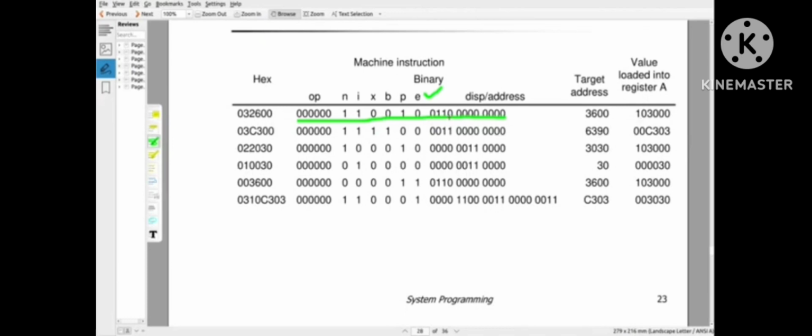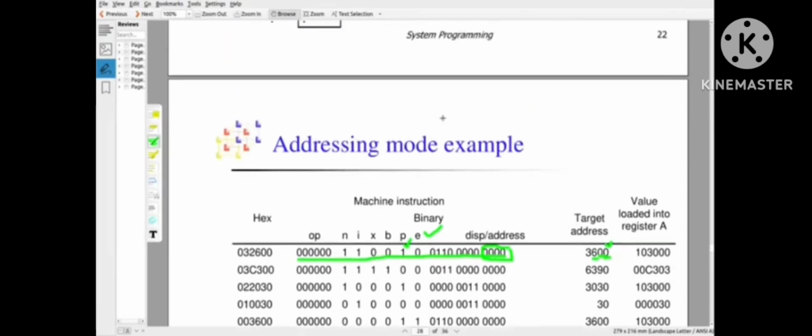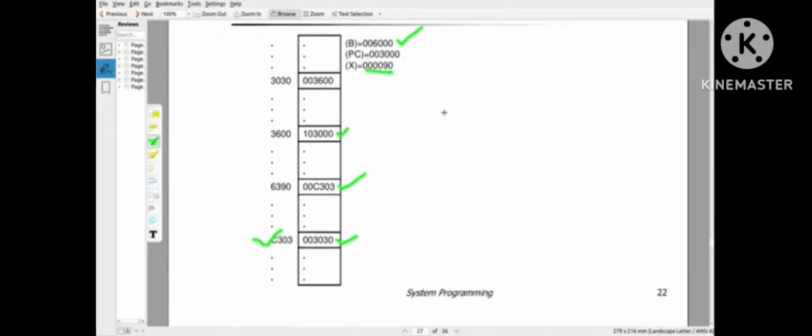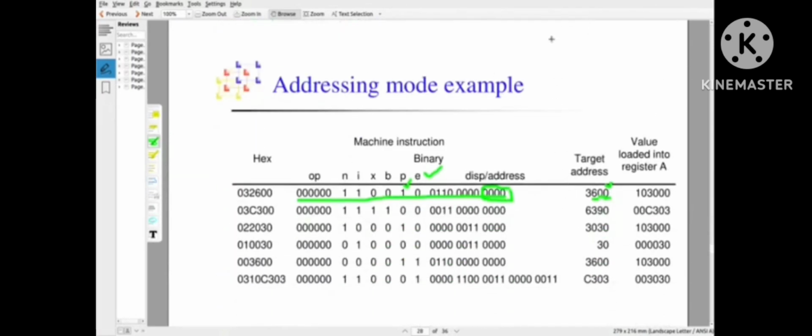Then this value is binary, so its hexadecimal value is 0. So this 0 will represent the first 0. Then all zeros means the second 0 will represent. Then 0 1 1 0 represents 6. Then since it is program counter relative, the program counter contains the value 003000.